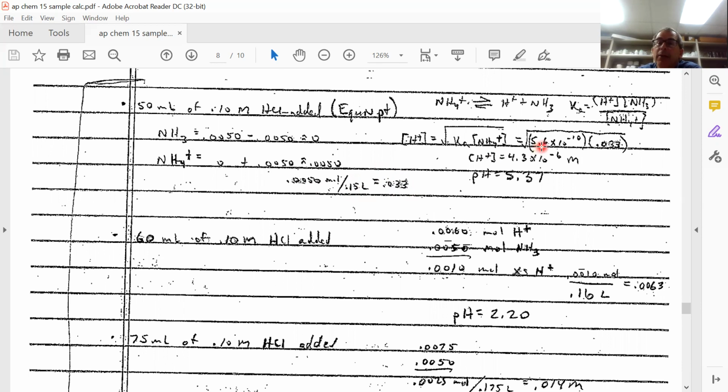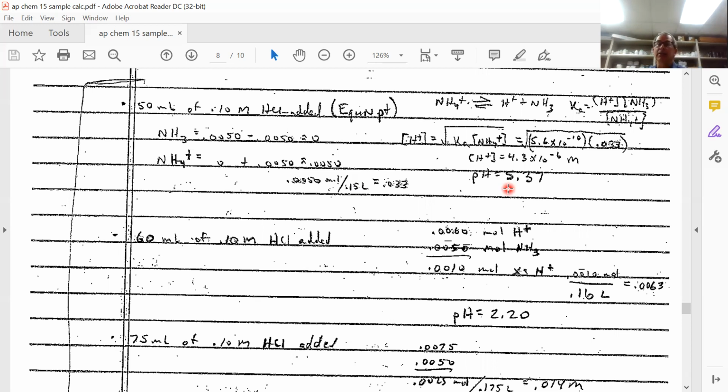I put that into the Ka value. I got that because that was Kw over Kb. I have this, and ultimately I can solve and get a pH of 5.37. So all of the base was converted to the conjugate acid. So it's an acid, it's going to have a pH less than 7, yet it's not all that much less than 7.